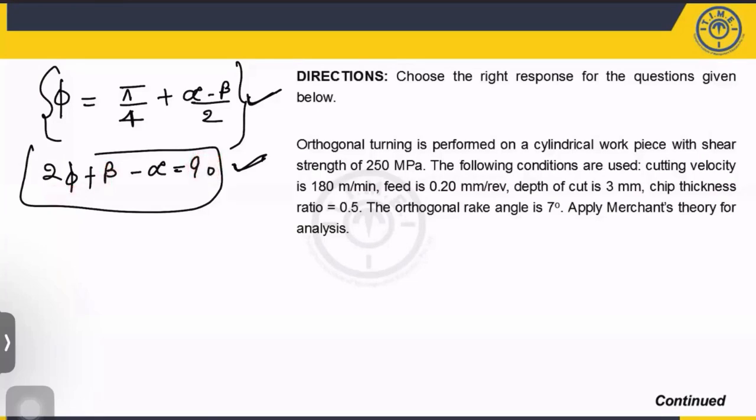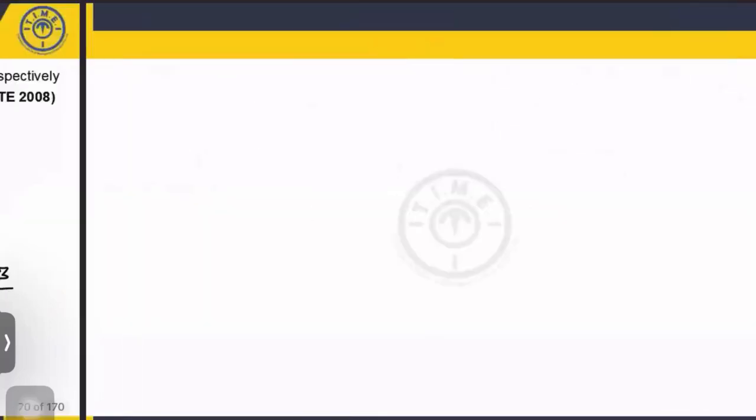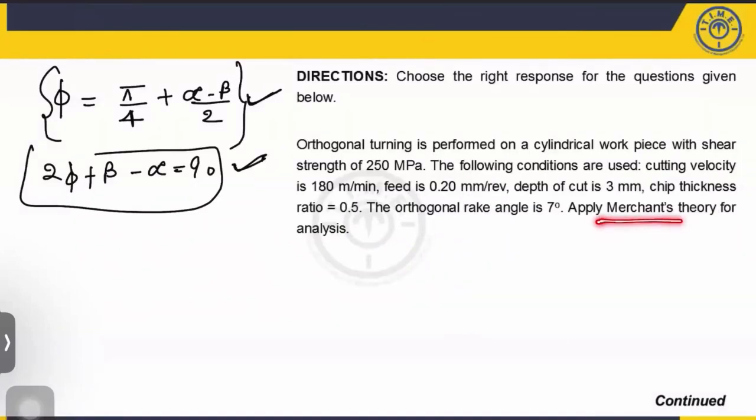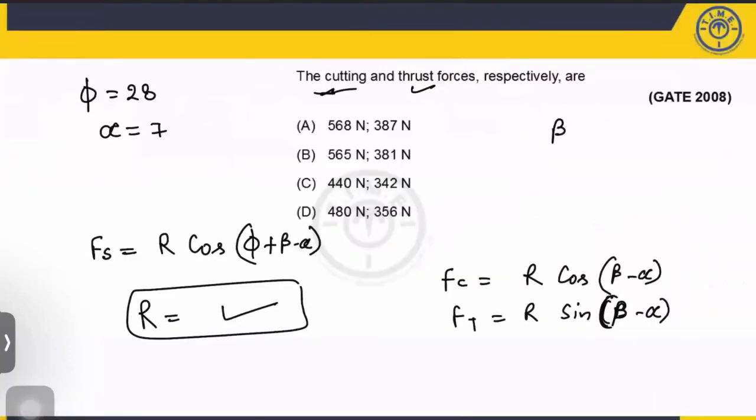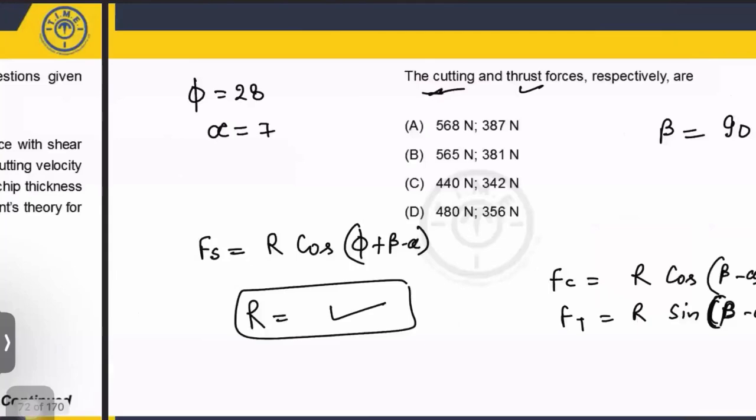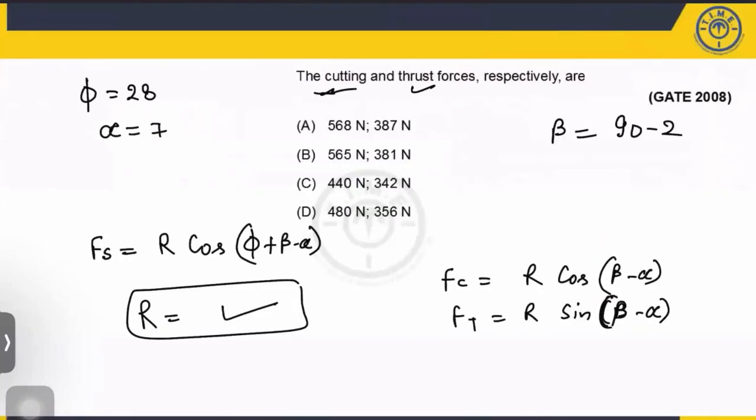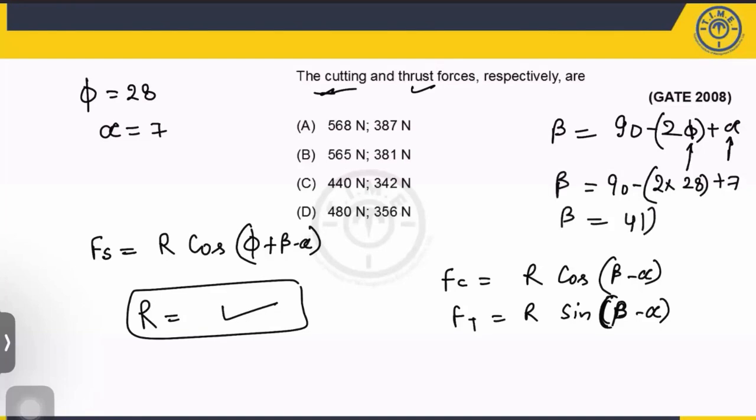How this shear angle and alpha are calculated numerically, I have already discussed. That's why it is mentioned to apply merchant theory, which means you have to use this relation. From here, you can easily calculate the beta value. So beta can be written as 90 minus 2 times phi plus alpha. Phi you know, alpha is known to you. That means 90 minus 2 into 28, the phi value, plus 7, the alpha. So the beta value you can easily calculate as 41. Once you know the beta value, your problem will be solved.